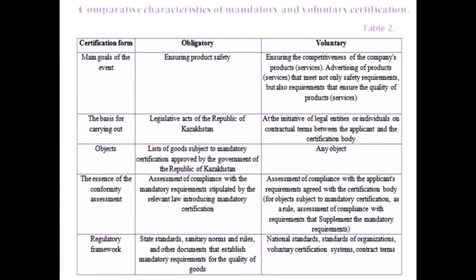Regulatory framework: state standards, sanitary norms and rules, and other documents that establish mandatory requirements for the quality of goods. It's all about obligatory of these regulatory frameworks. With voluntary, it is national standards, standards of organizations, voluntary certification systems, and contract terms.